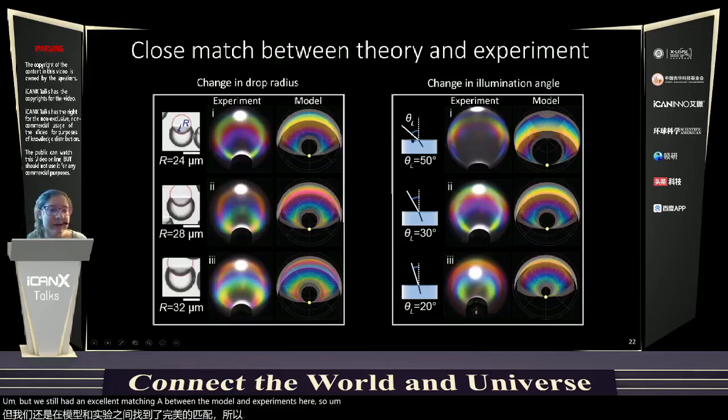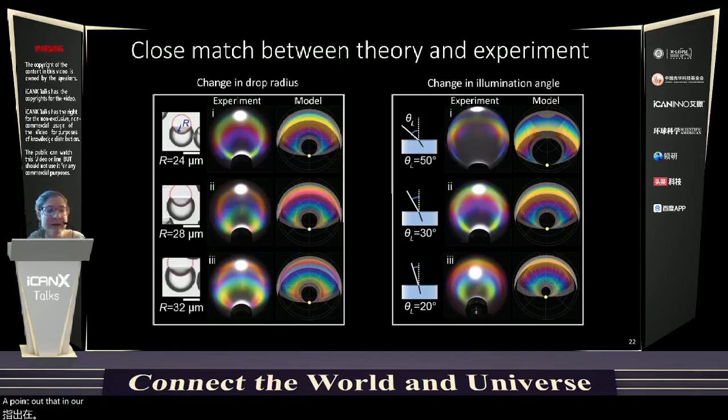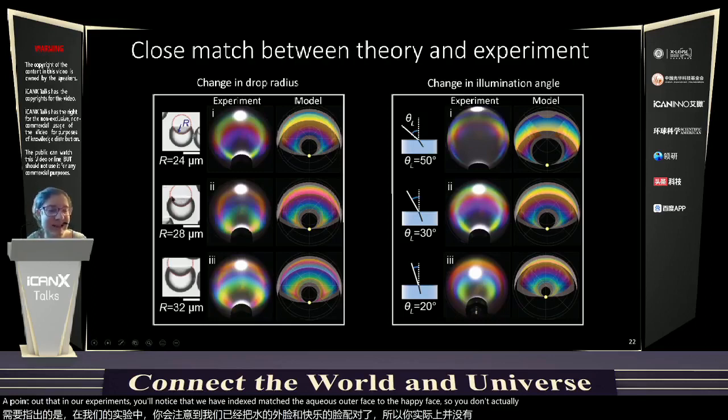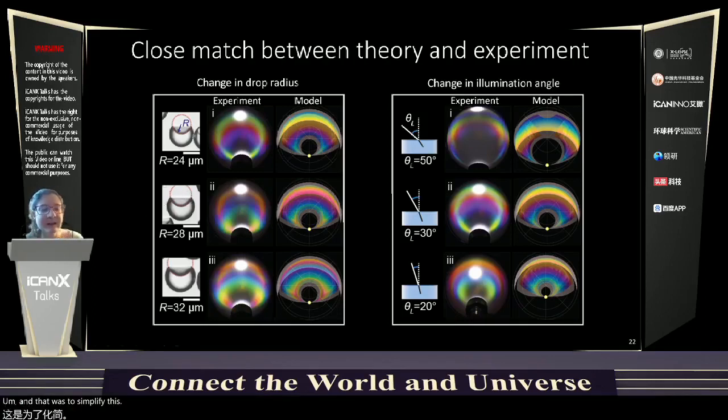So there's a lot of data to show here, but I'll walk through it. In this left-hand panel, we have change in droplet radius. So photographs of each of the droplets that we looked at, the corresponding ping pong ball experiment, as well as the simulated model. I'll point out that in our experiments, you'll notice that we have index matched the aqueous outer phase to the heptane phase. So you don't actually see the top surface of the droplet here. It's still there, but you just don't see it. It's invisible.